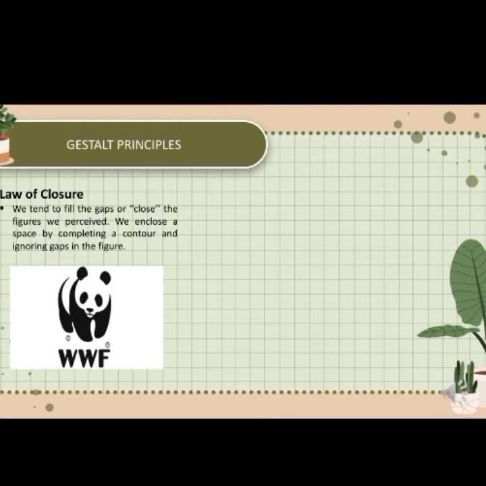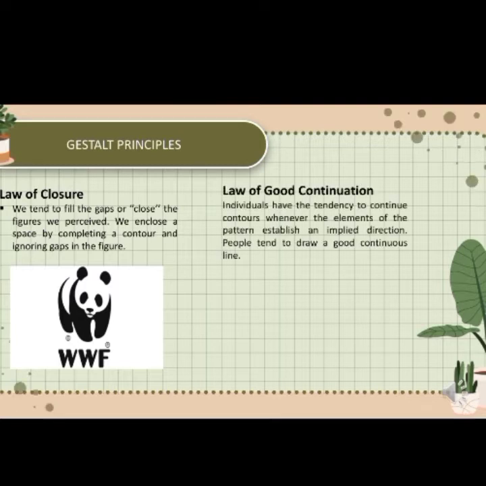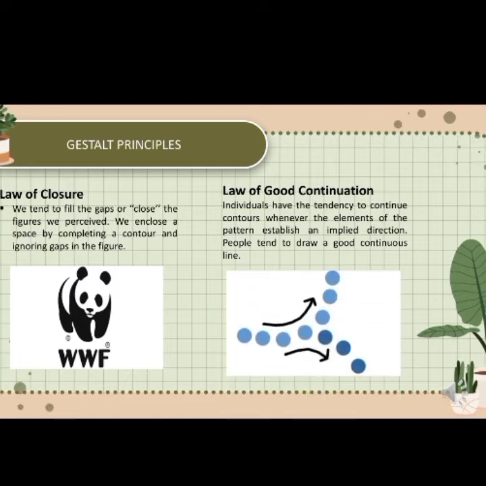The fourth principle of Gestalt theory is law of good continuation. Individuals have the tendency to continue contours whenever the elements of the pattern establish an implied direction. People tend to draw a good continuous line. Example below. In the image below, the top branch is seen as continuing the first segment of the line. This allows us to see things as flowing smoothly without breaking lines up into multiple parts.